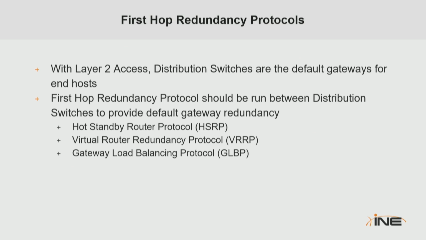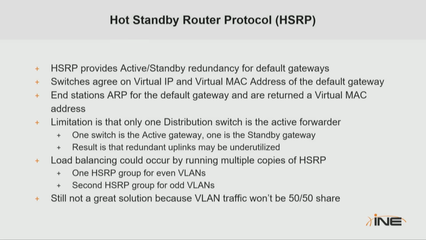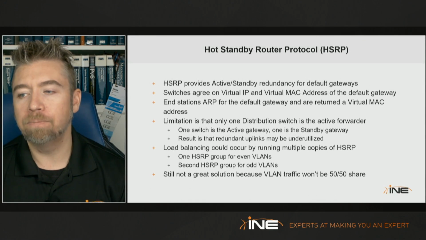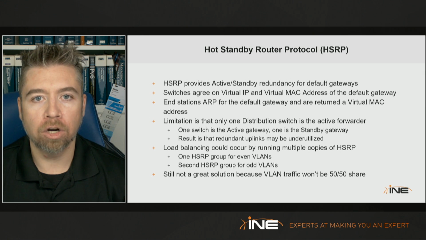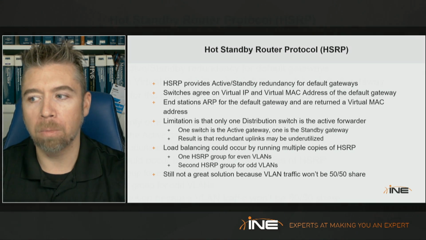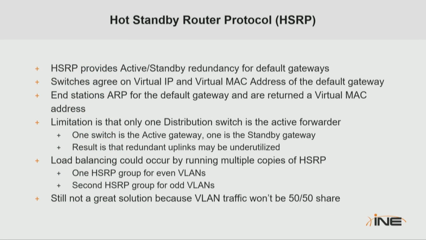And we have one of three protocols we could use: either the Hot Standby Router Protocol, or HSRP, the Virtual Router Redundancy Protocol, or VRRP, or the Gateway Load Balancing Protocol, or GLBP. The first of these, HSRP, provides active standby redundancy for the default gateways, where the switches agree on a virtual IP address and a virtual MAC address of the default gateway. The end stations then send an Address Resolution Protocol, or ARP, request for the default gateway, and they're returned the virtual MAC address of the HSRP group.